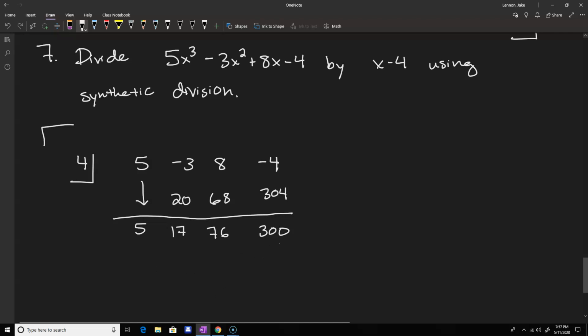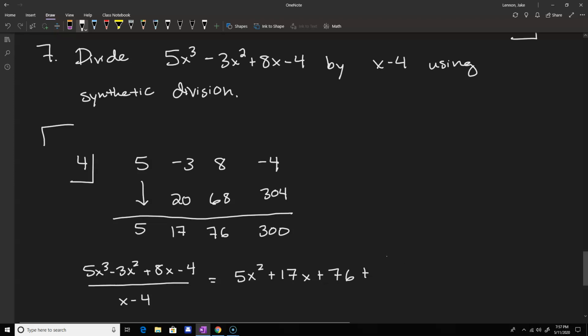So remember how this works. Basically, our last term is a remainder, and then we have a constant, x, and x squared term. So basically, this is saying if you do 5x cubed minus 3x squared plus 8x minus 4 divided by x minus 4, what this becomes is 5x squared plus 17x plus 76 plus a remainder of 300 divided by that divisor x minus 4.